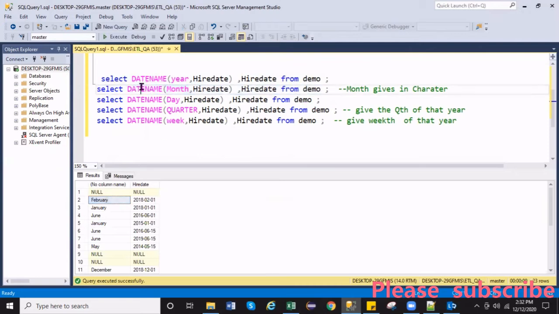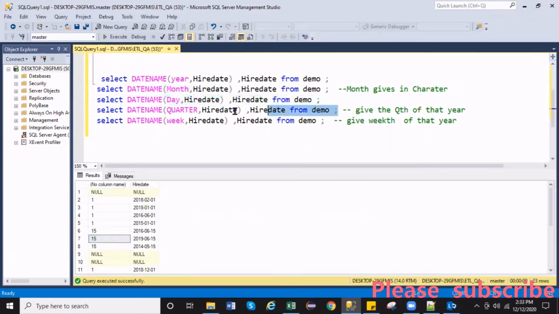This function gives the month in characters. Before, we were saying February means 2, January means 1, June means 6, right? But this function gives me the month name. This is very important. The client will ask, find the people who were hired in January. So you can use this function and find the month, right? Day will give you exactly the day.